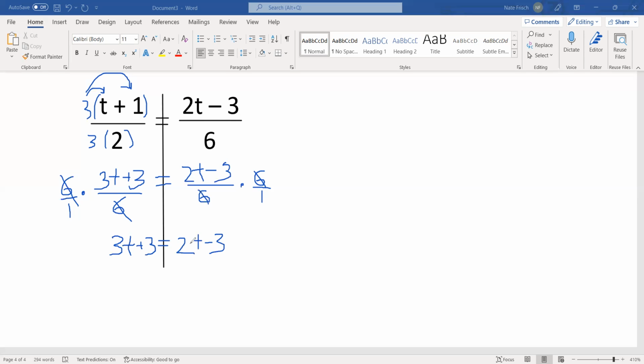Oh, and this is a 2t. So I had a 2t minus 3. I'm going to take away 2t from both sides.